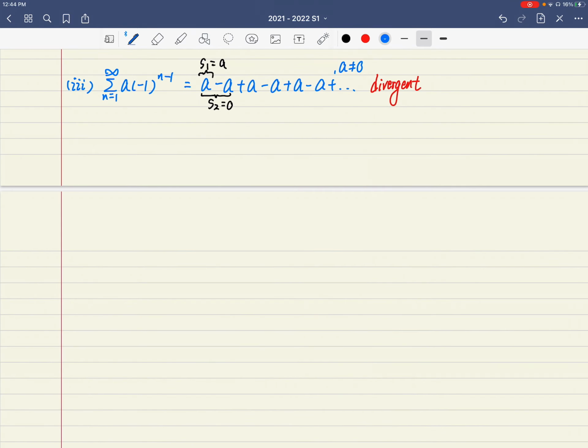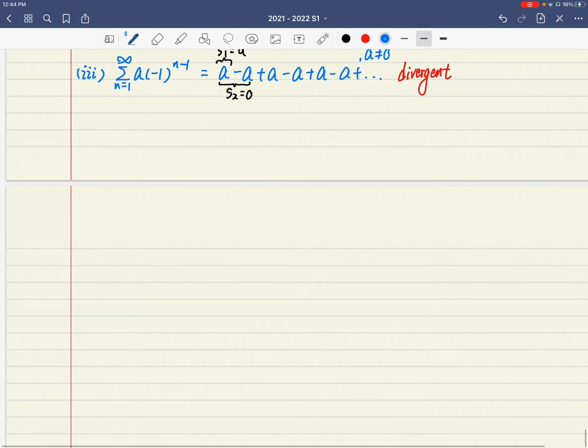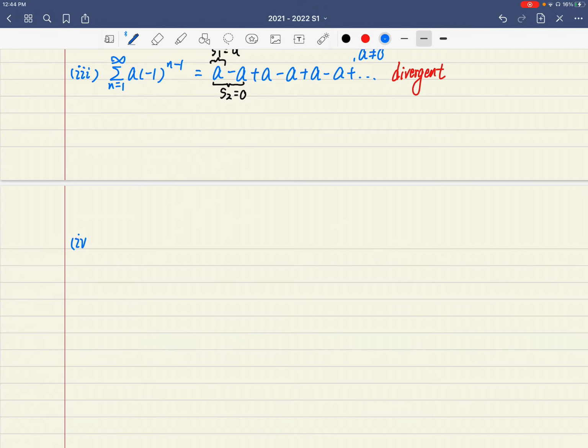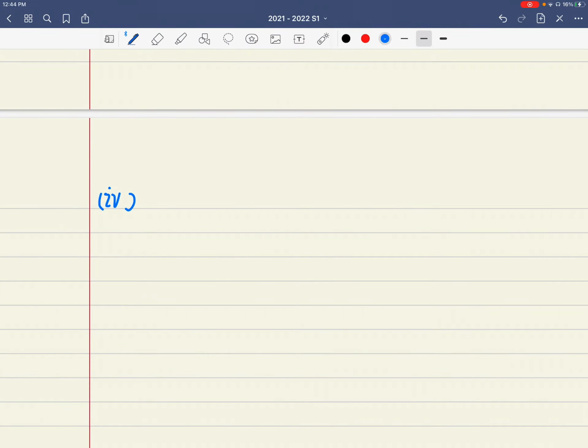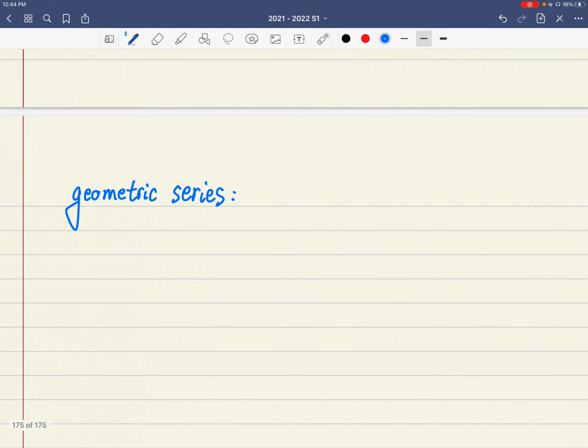Right. So problem 4. Before problem 4, let's talk about geometric series. Geometric series is very, very important. It looks like the sum from n equals 0 to infinity of a times r to the power of n. Okay, this is our geometric series.